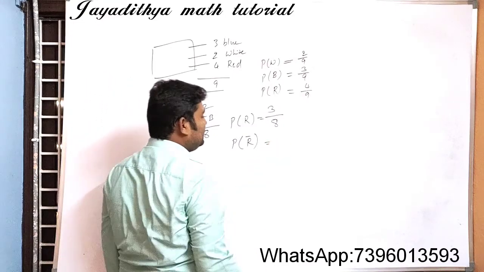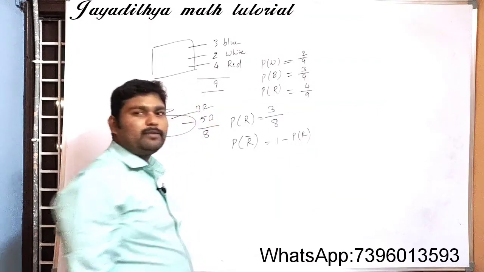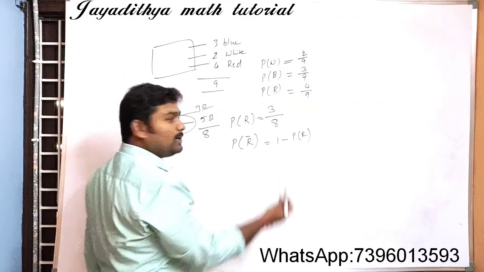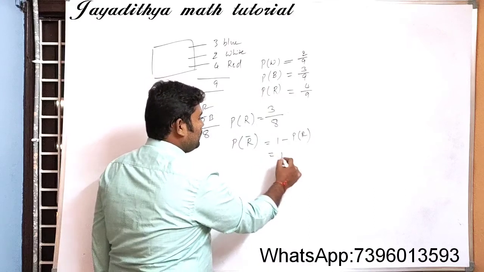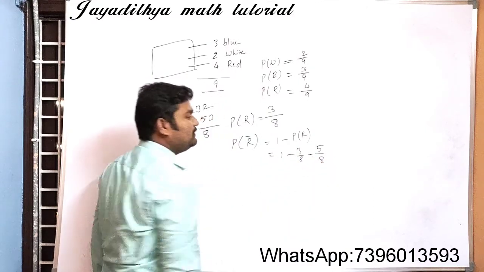So simply you can write it as 1 minus probability of red. 1 minus probability of red means it is 1 minus 3 by 8, which is equal to 5 by 8, Nana.